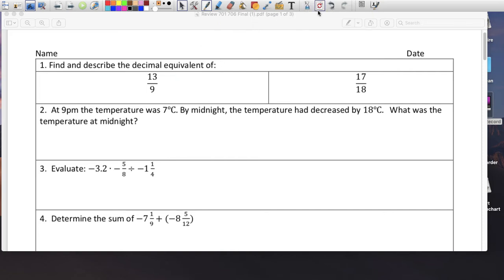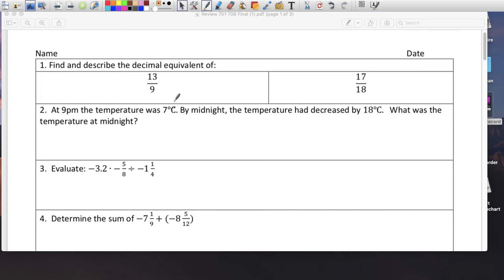Okay. 17 over 18, if you have a calculator, it gives you 0.94444 repeated, and again, the bar notation will be on top of the 4. So with multiple choice, you might have something like this, and if you select this one, it's wrong.